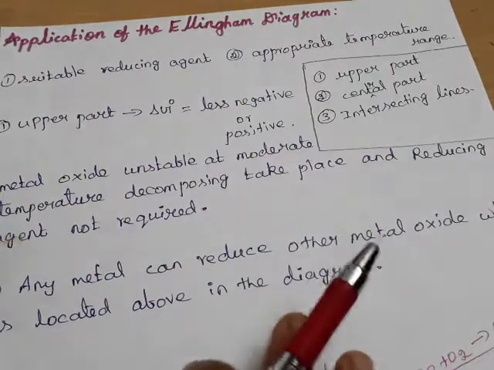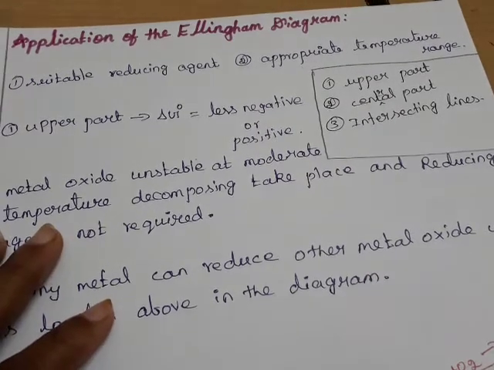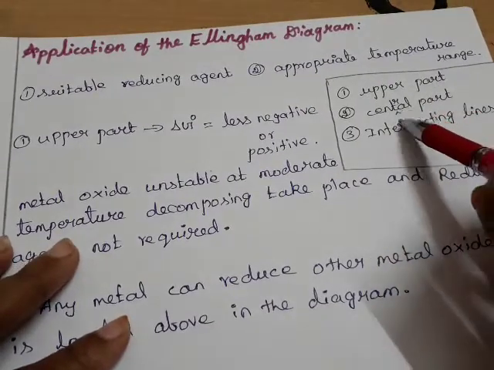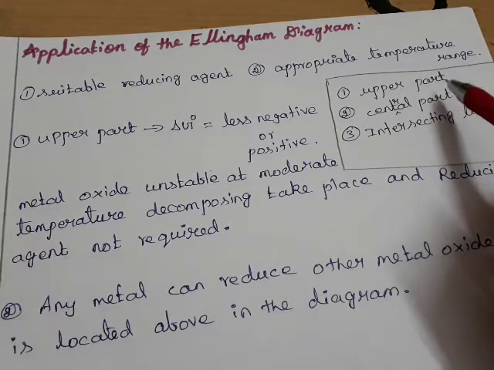Now I am going to divide the Ellingham diagram into three parts. This is a clue point. One part is the upper part, another is the central part, and the third is the intersecting lines. So I will give the clue points.